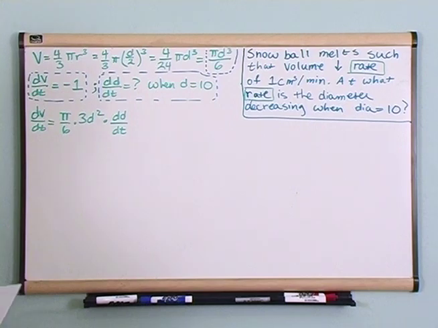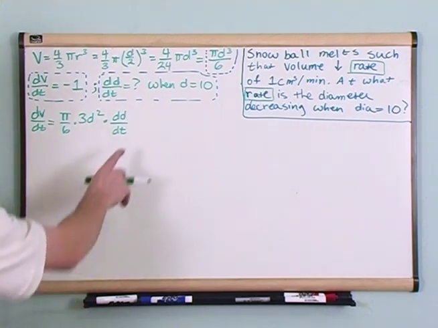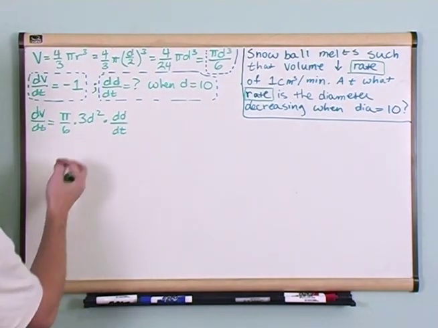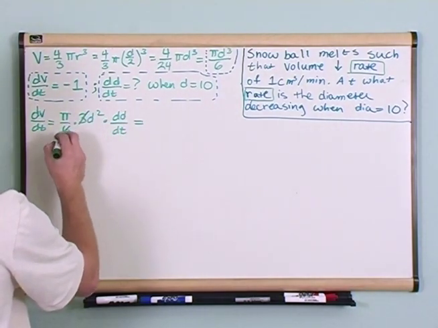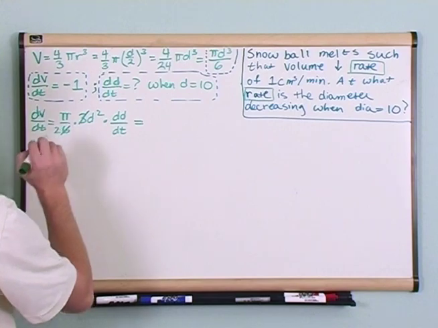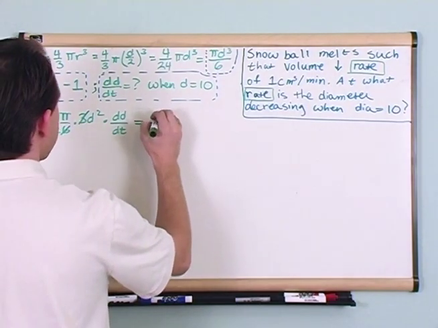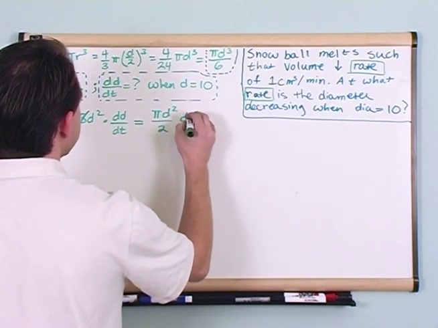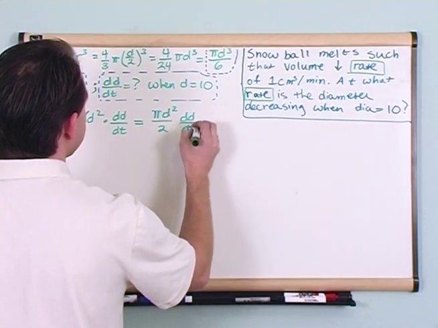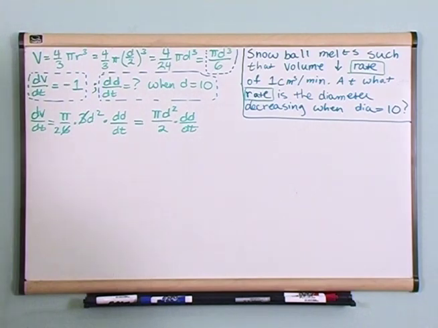We have this term right here. Now let's go ahead and simplify. So what's this going to equal? Well, obviously that goes with that, and you're going to have a 2 left over. So you're going to have pi d squared over 2 times dd dt. You got to keep that because that's the truth, okay?